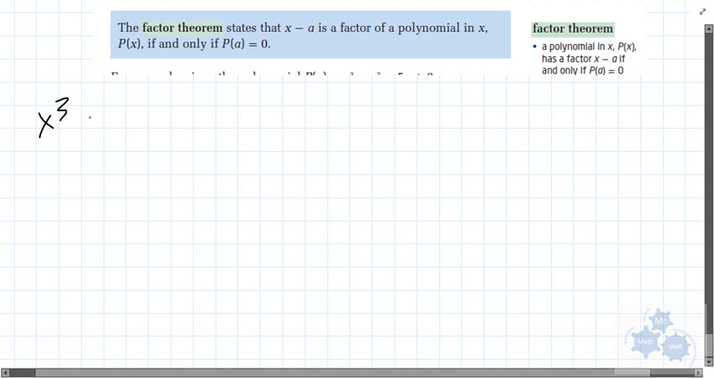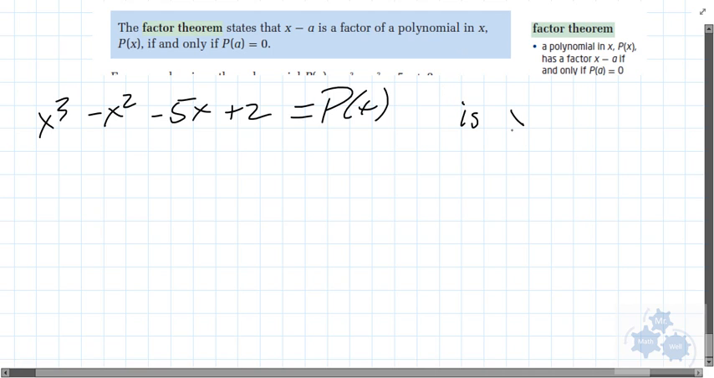So x cubed minus x squared minus 5x plus 2. Okay, this is a function here, or a polynomial of x. Let's use p, like the book does all the time in this section. So that's a polynomial, and I want to know, is x minus 1 a factor? Okay, so is x minus 1 a factor?